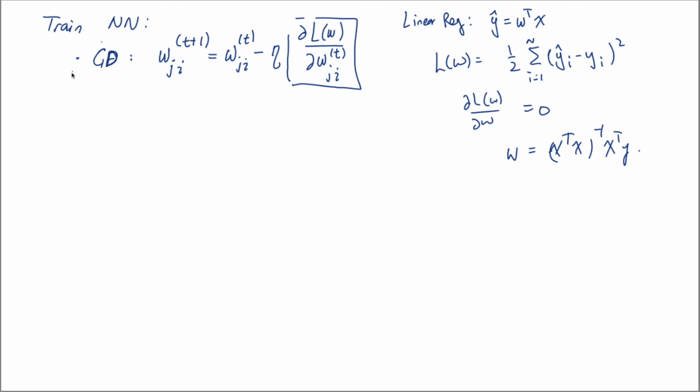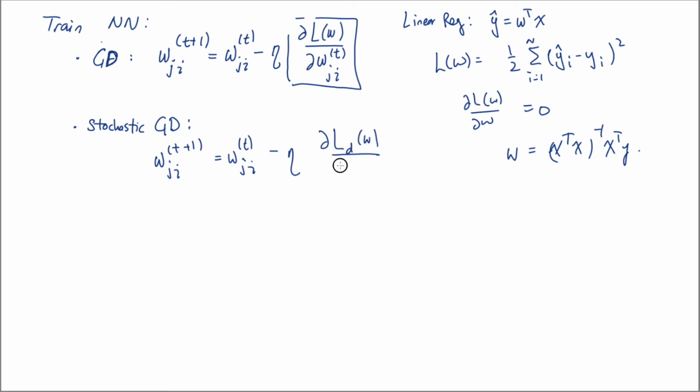This is gradient descent. What I'm going to walk through is called stochastic gradient descent. In stochastic gradient descent, we don't compute the entire loss. We actually just compute the loss on a single data point. So the update is basically the same thing, but instead of computing the loss on the entirety of the data set, I'm just going to compute the loss on a single input.